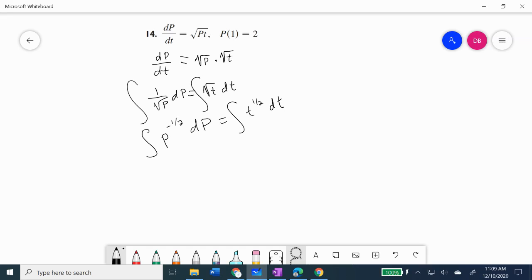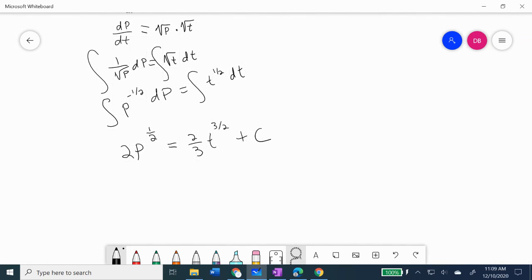And now time to integrate. Add 1 to the exponent: negative 1/2 plus 1 gives me positive 1/2. If I divide by a half, I would rather multiply by 2. On the other side, add 1 to the exponent. 1/2 plus 1 gives me 3/2. And instead of dividing by 3/2, I will multiply by its reciprocal, and plus c.